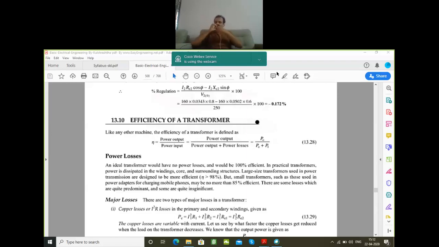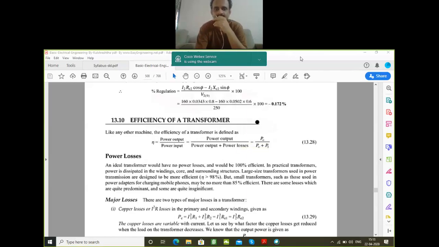Okay, so now what is power output? To obtain power output, you should have something at the input. Power at the input is called power input. When input power is given at the primary, you get power at the output, that is at the secondary. Apart from that, there will be some losses in the transformer. Therefore the efficiency can be defined as power output divided by the power input.